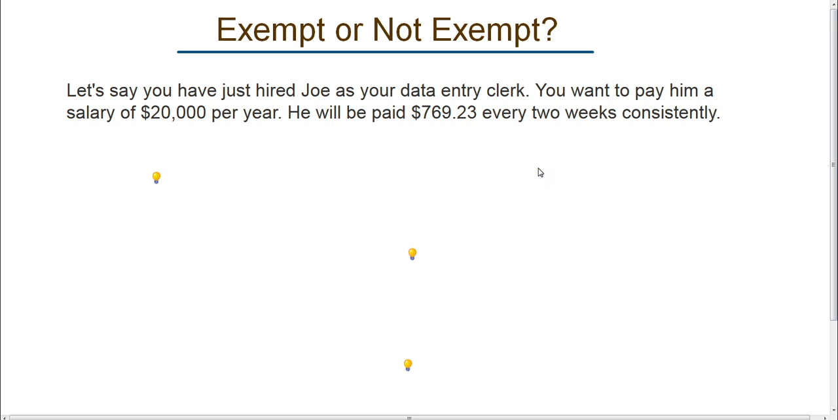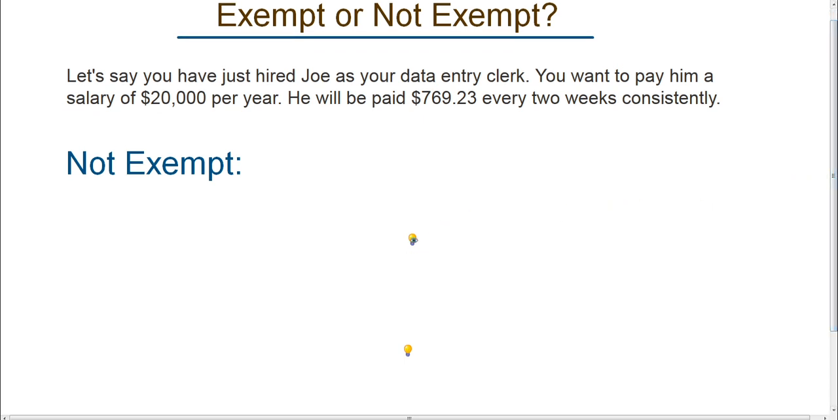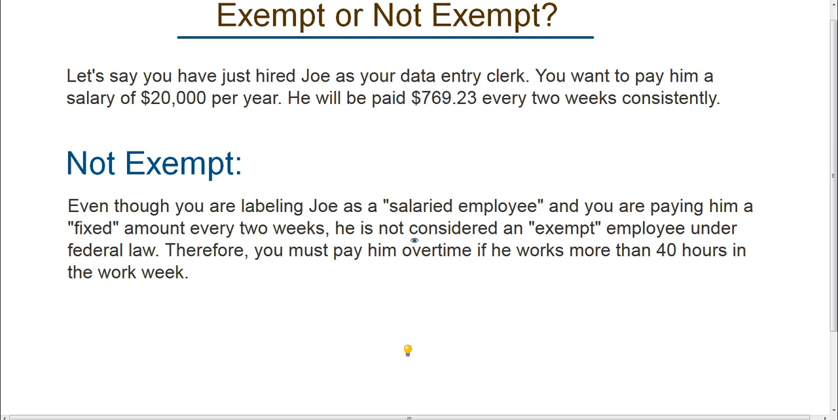You want to pay him a salary, and you would prefer not to pay him overtime if he does work over 40 hours. If you've determined that he is not exempt, then you are correct. Why is he not exempt? Well, even though you've considered him a salaried employee and you're paying him a fixed amount, he's not exempt, and you must pay him overtime if he works more than 40 hours per week.